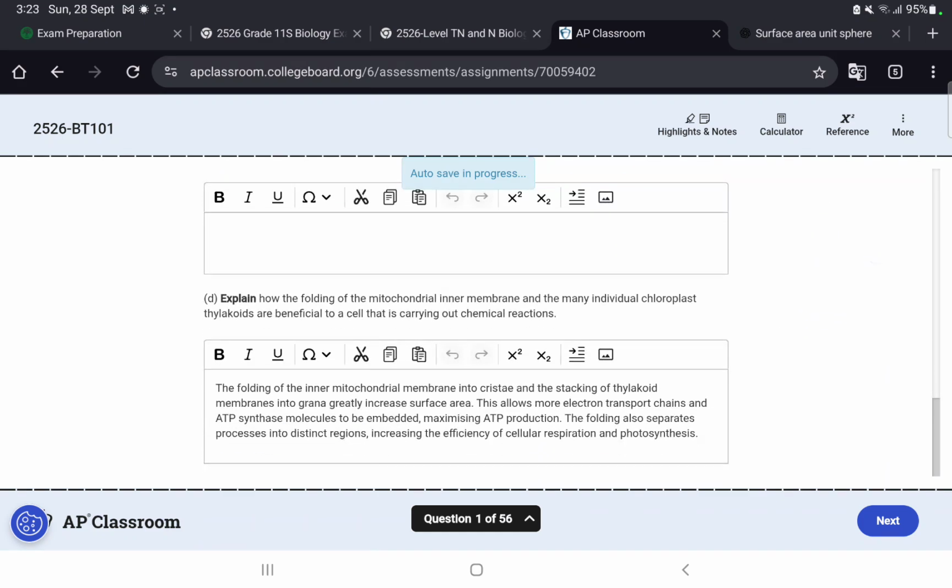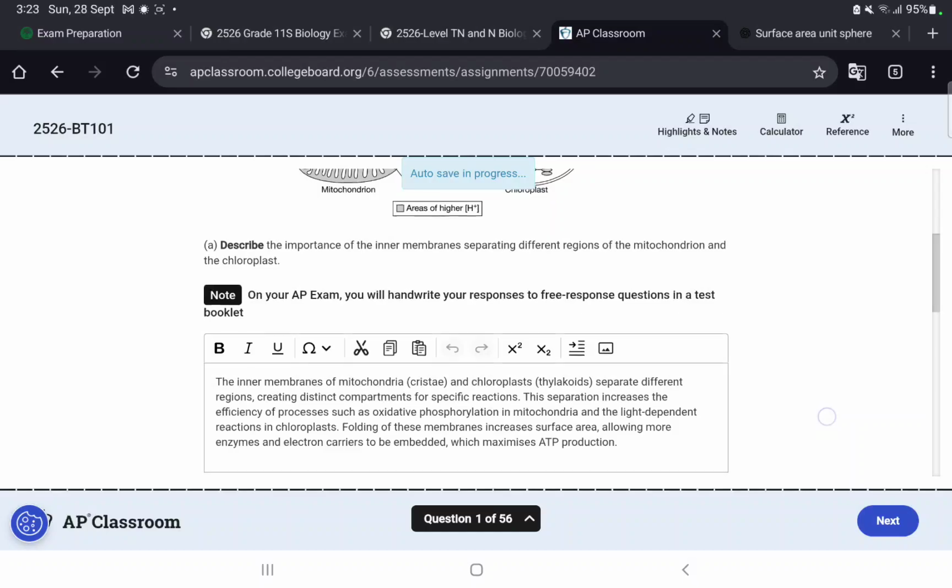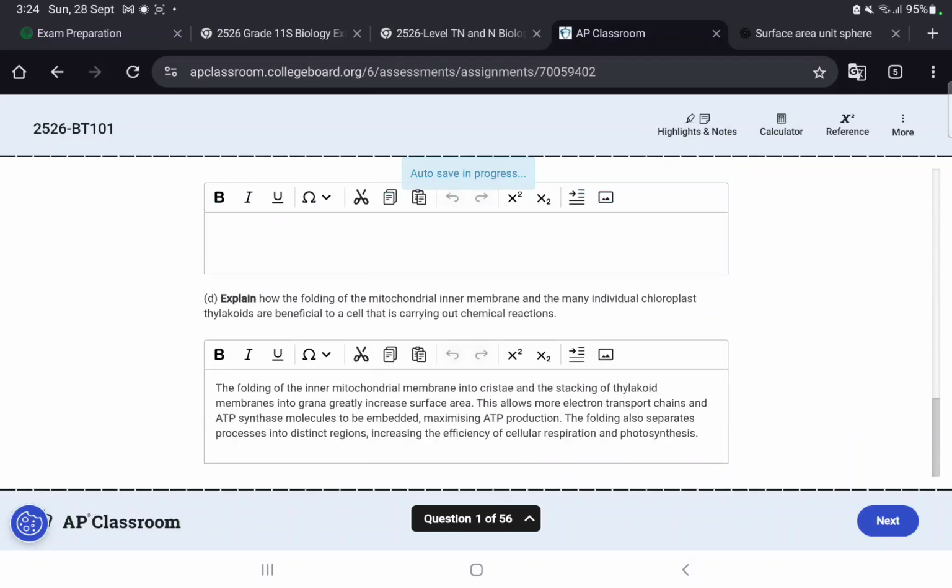So, explain how the folding of the mitochondrial inner membrane and many individual chloroplast thylakoids are beneficial to a cell that is carrying out chemical reactions. This is very similar to the first one. I tried to make my answer a little bit different.